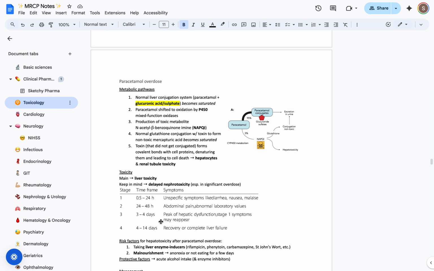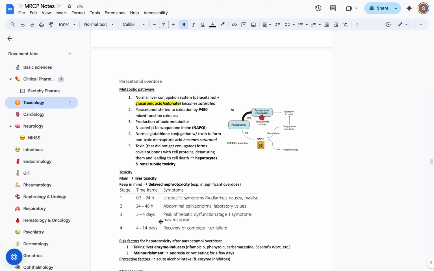Normally, the paracetamol is conjugated in the liver with glucuronic acid or sulfate. If we have a lot of paracetamol, this pathway becomes saturated. So the paracetamol shifts to be oxidized by P450. So it's not normally oxidized by P450. It's normally conjugated. But if we have a lot, it will shift. And it will produce NAPQI. So the CYP450 metabolism, by the oxidases of paracetamol will lead to a toxic metabolite called NAPQI.